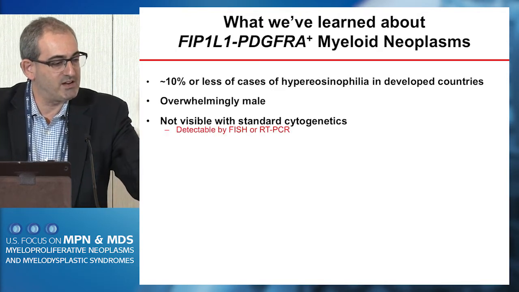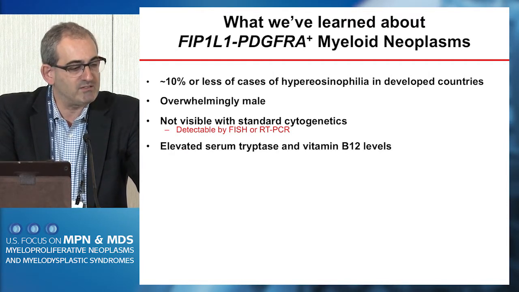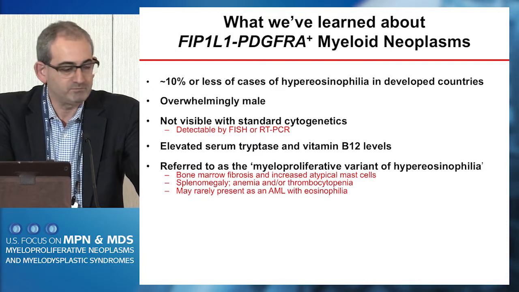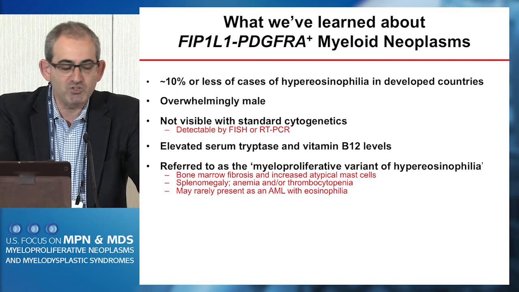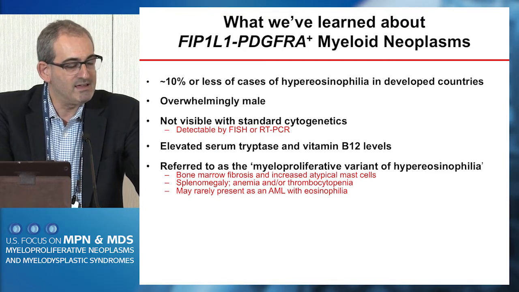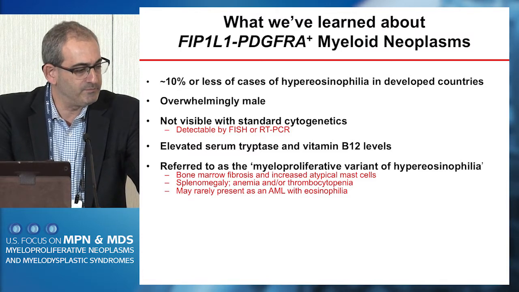Again, not visible by standard cytogenetics. Most people use FISH to detect it. It's associated with increased tryptase levels or vitamin B12 levels, although, of course, those are nonspecific, and you should look for this abnormality by using FISH if available, but they can be useful surrogates. This is referred to as a myeloproliferative variant of hypereosinophilia. The bone marrow typically does show increased fibrosis or sometimes atypical mast cells. Splenomegaly, anemia, and thrombocytopenia are not uncommonly present, and very rarely it can present as acute myeloid leukemia with eosinophilia.